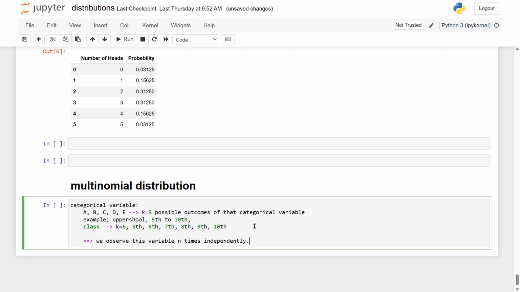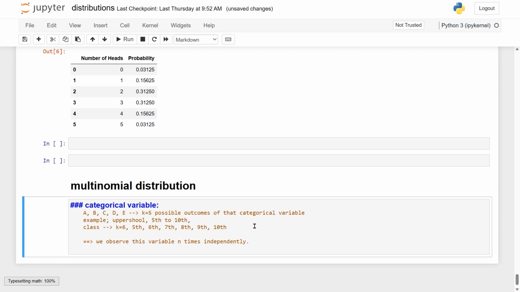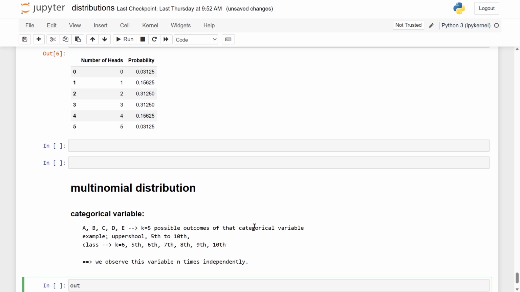So the multinomial distribution gives us the probabilities of observing each possible combination of outcomes across the trials. That's what our multinomial distribution is.